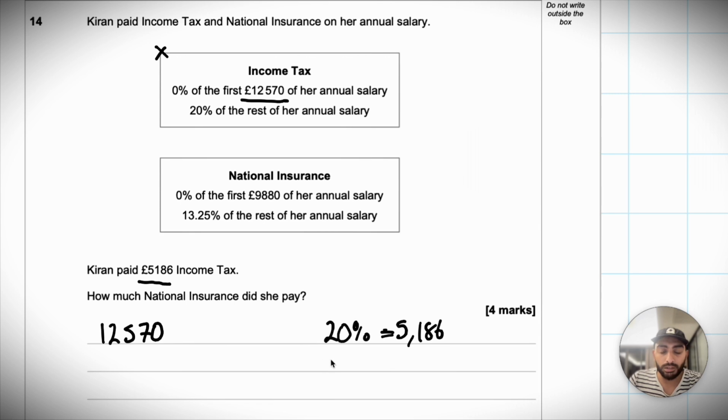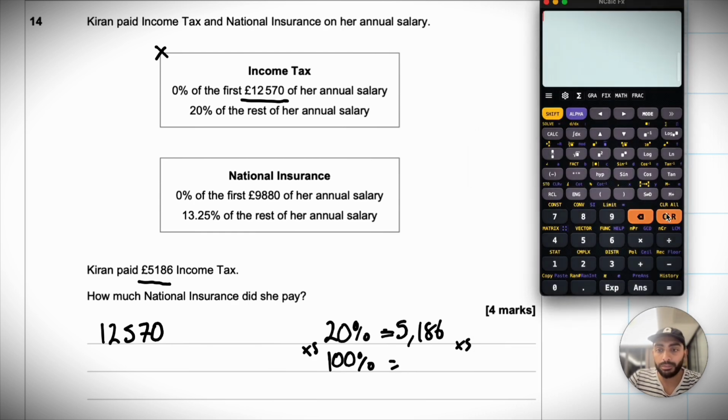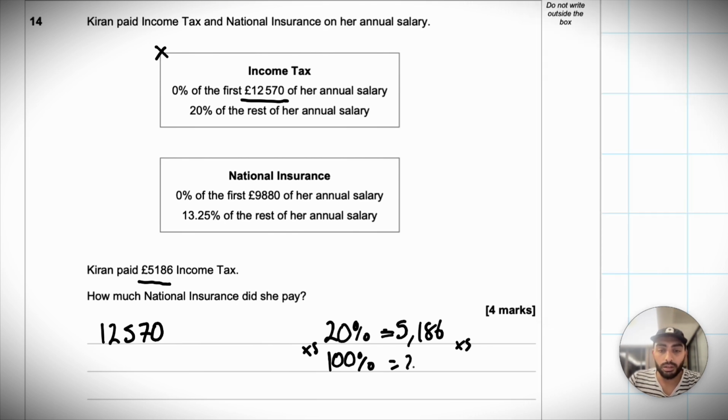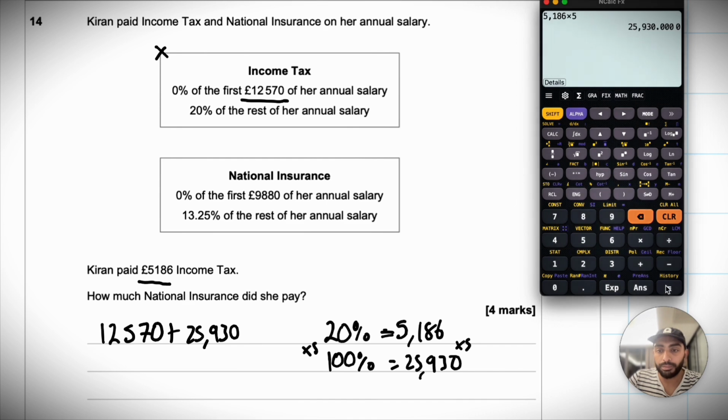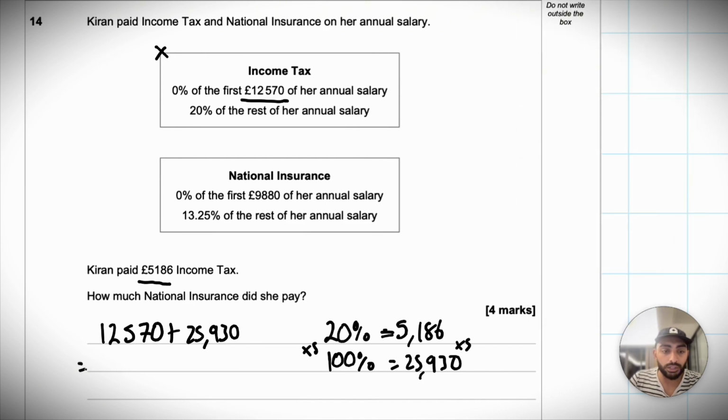On the left-hand side, we want to try and get it to 100%. So we're going to multiply by 5 to get from 20 to 100, and we'll do the same to the right. 5,186 multiplied by 5, which gives me 25,930. And we're going to add that on to the amount that she earns tax-free, which is 38,500. This is telling me her total salary for last year was 38,500.